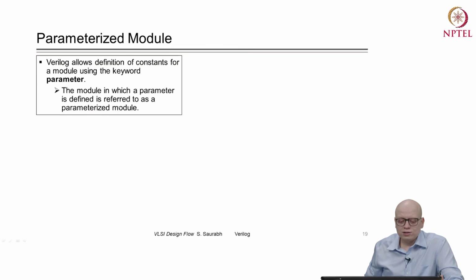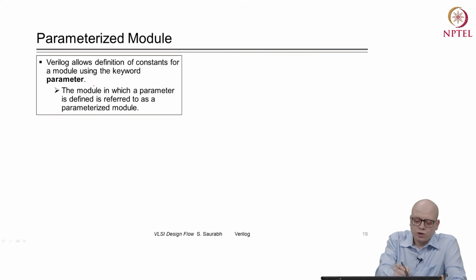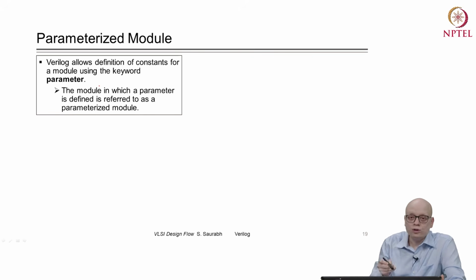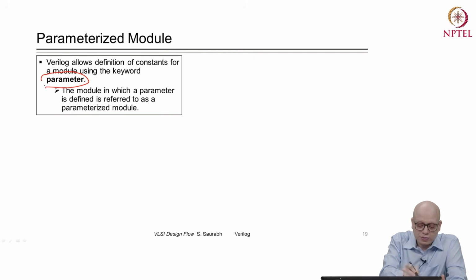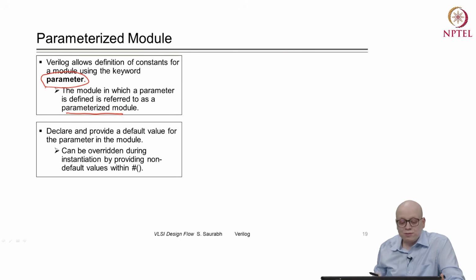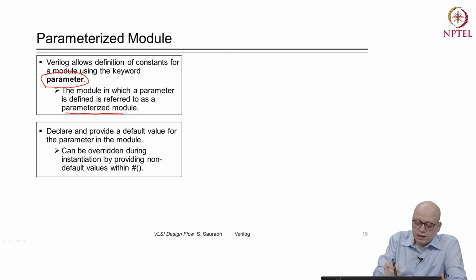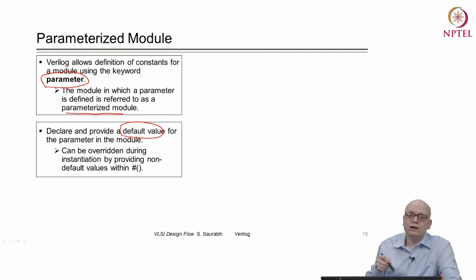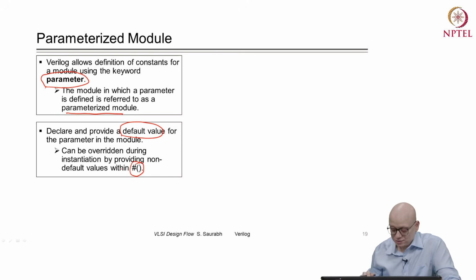Verilog allows definition of constants within a module using a keyword parameter. The modules in which a parameter exists are known as parameterized modules. While defining a parameter in a module, we give a default value to the parameter, and those default values can be overridden at the time of instantiation by using hash. Let us see how it can be done.